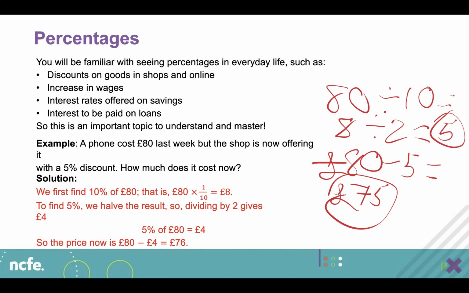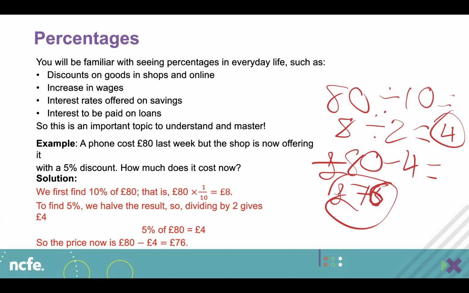Oh, sorry guys. It's 4, obviously. 80 divided by 10 is 8, and 8 divided by 2 is 4, guys. And then 80 take away 4 is 76. Sorry, that was my mistake.